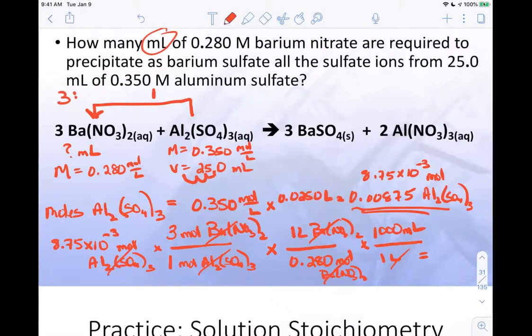And when I do this calculation, I'm going to have 8.75 times 10 to the minus 3 times 3 times 1,000. And then I'm going to divide that all by 0.280. And what I get to 3 significant figures is 93.8 milliliters. So it takes 93.8 milliliters of my 0.280 molar barium nitrate in order to do this reaction.